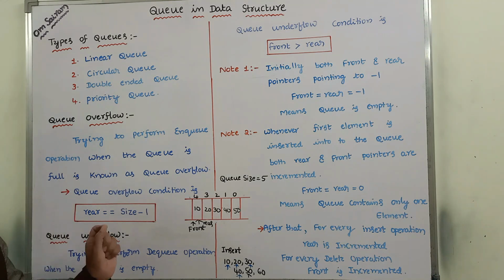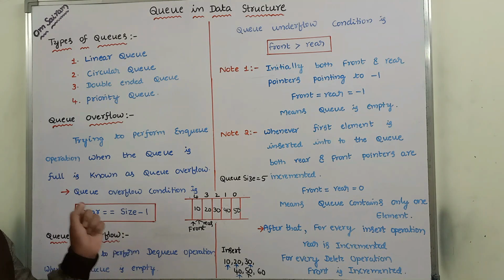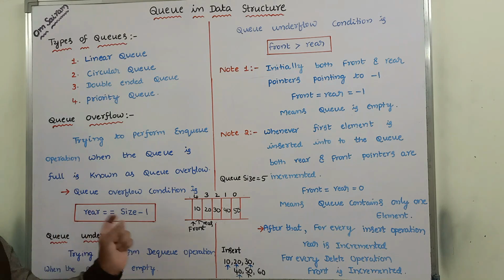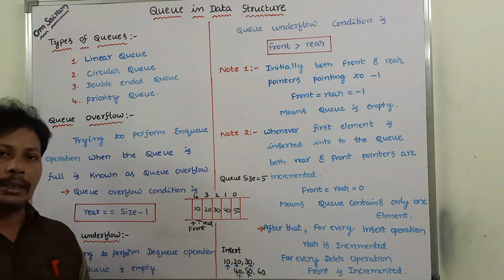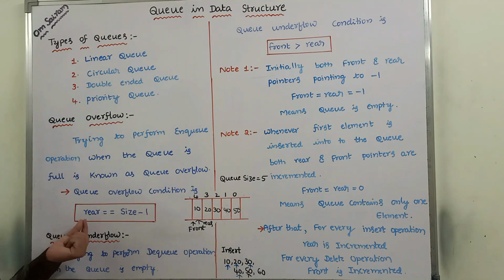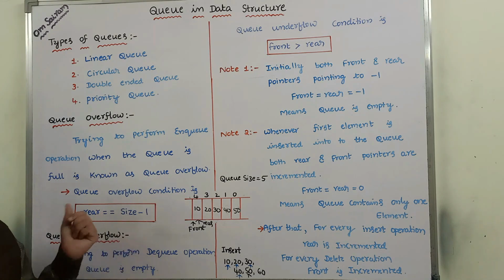Trying to perform enqueue operation or insert operation when the queue is already full, that situation is called queue overflow condition. So the code for representing queue overflow condition is rear equal to size minus 1.